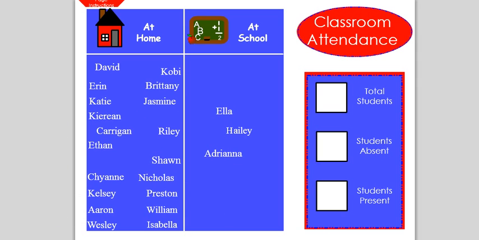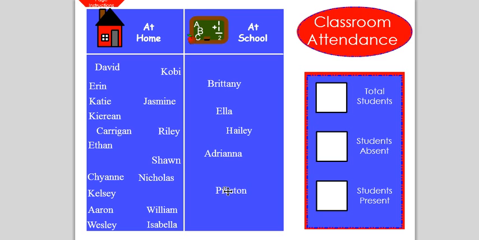Students and teachers can interact as a student enters the room. At the beginning of the school day, all they have to do is drag their name over to the At School column. Once all the students that enter the room drag their name over to the At School column, the teacher will know what students are at school and what students are at home.